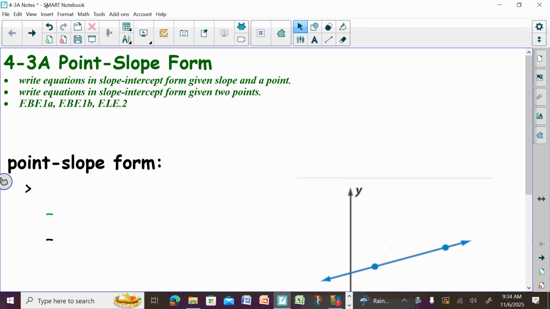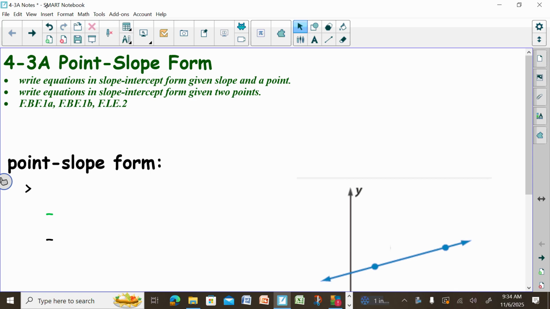Today's lesson is on 4.3. We're going to split this into 2 days. So today is just the introduction, 4.3a. It's going to introduce point slope form. This is the last of the linear forms of equations.